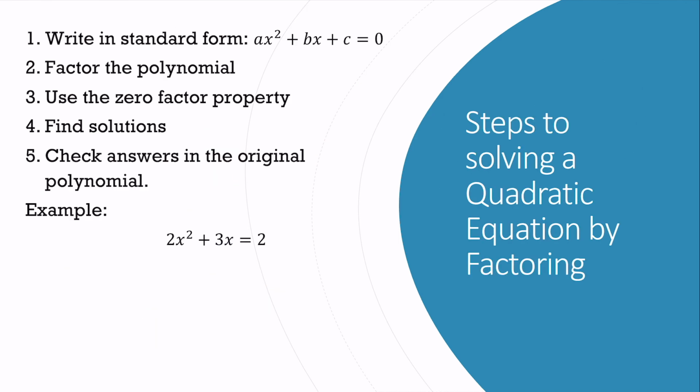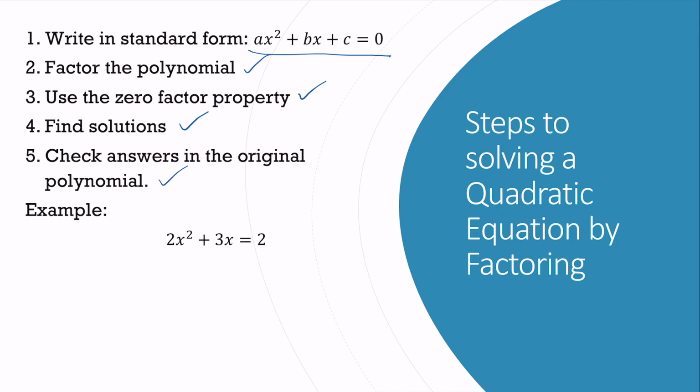So our steps to solving a quadratic equation by factoring are first to make sure we write it in standard form. Then we can factor it, use the zero factor property, find our solutions, and check our answers if we're a little nervous or taking an exam, just to make sure we're right.